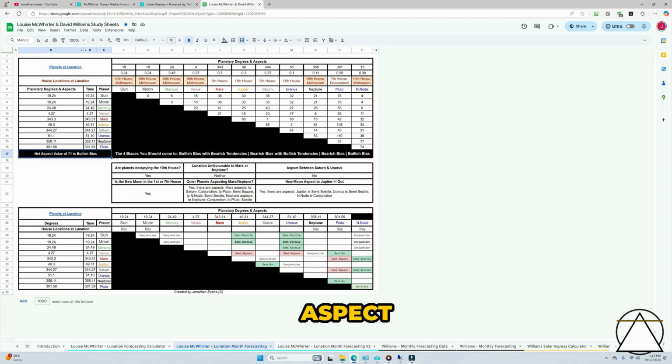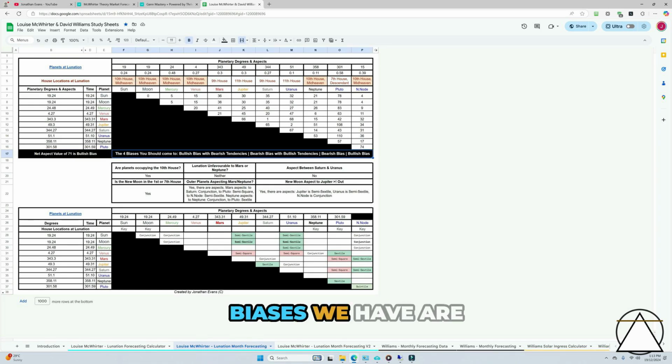It says net aspect value of 71 equals bullish bias, and then the four biases we have are bullish bias with bearish tendencies, bearish bias with bullish tendencies, bearish bias, and bullish bias. These are the four phases of the markets that I have put McWhirter's theory into. This is what I believe to be the traditional way that McWhirter would forecast the market.